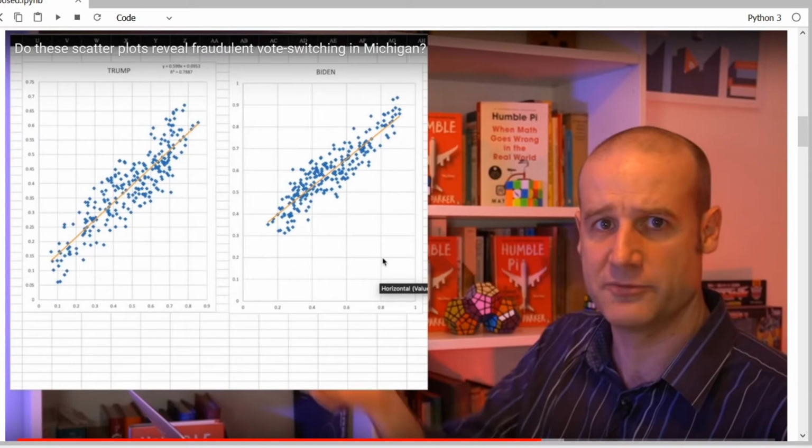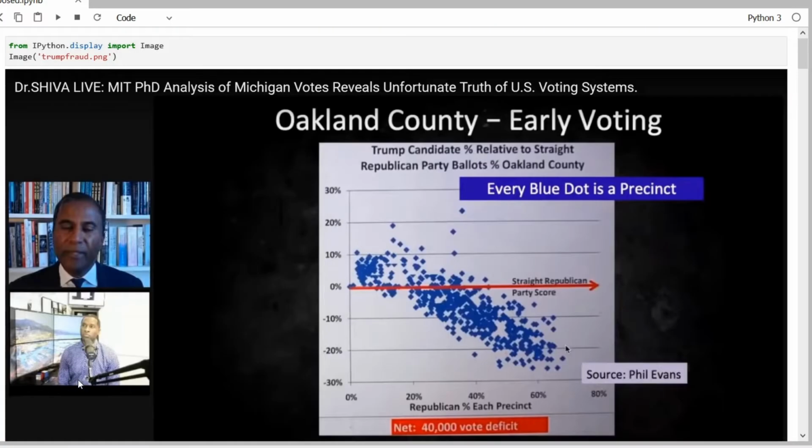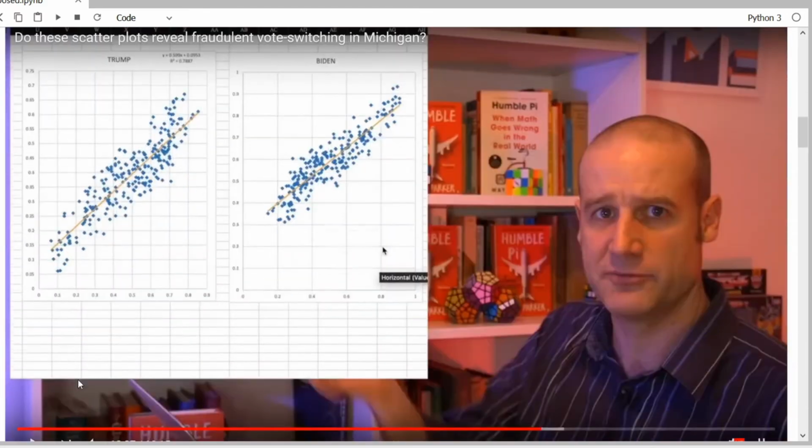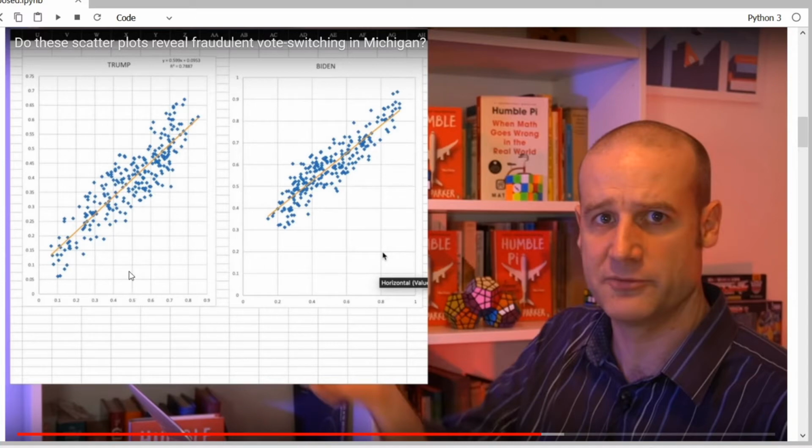And so he plotted the same data that Dr. Shiva plotted, and he did the same for Biden. And then he did it the normal way, where you just plot one against the other, and you just see this normal correlation graph. And he did that for each candidate. And he said, look, it's just a positive correlation between people who vote for a candidate and the people who vote for that candidate's party. So what's the big deal? It's just a positive linear correlation. And why should that mean that there's any fraud or anything like that?